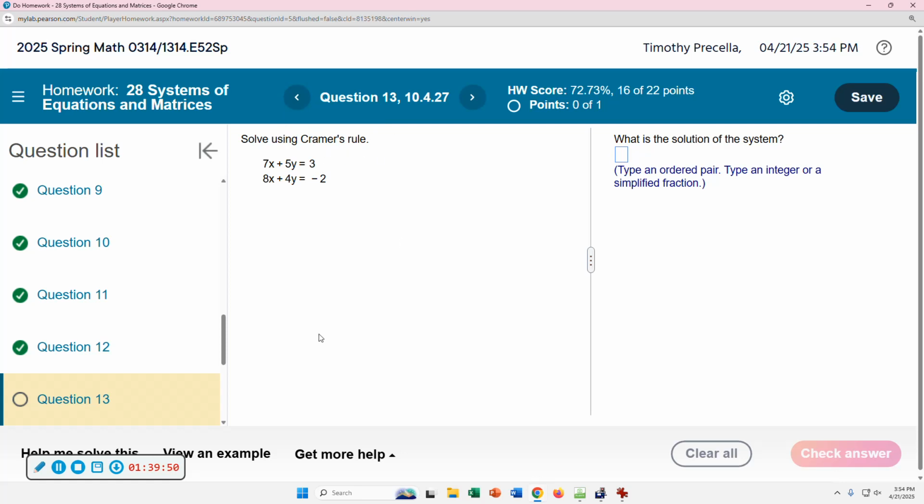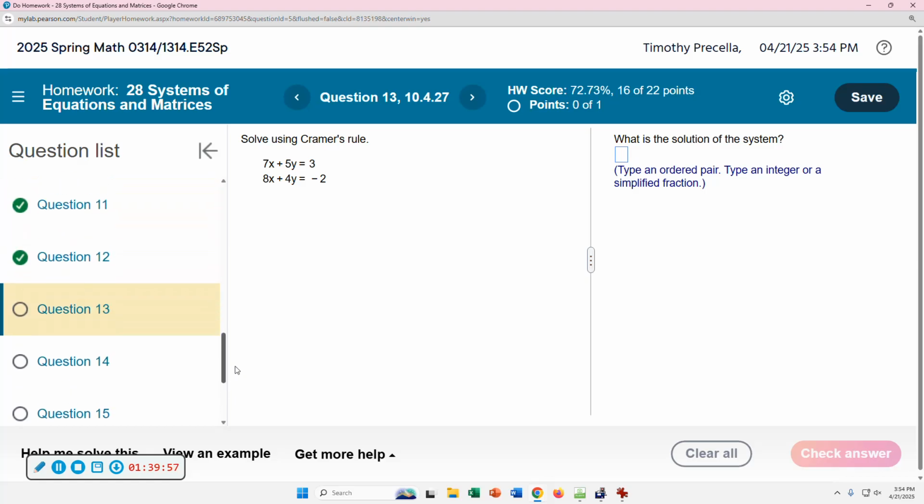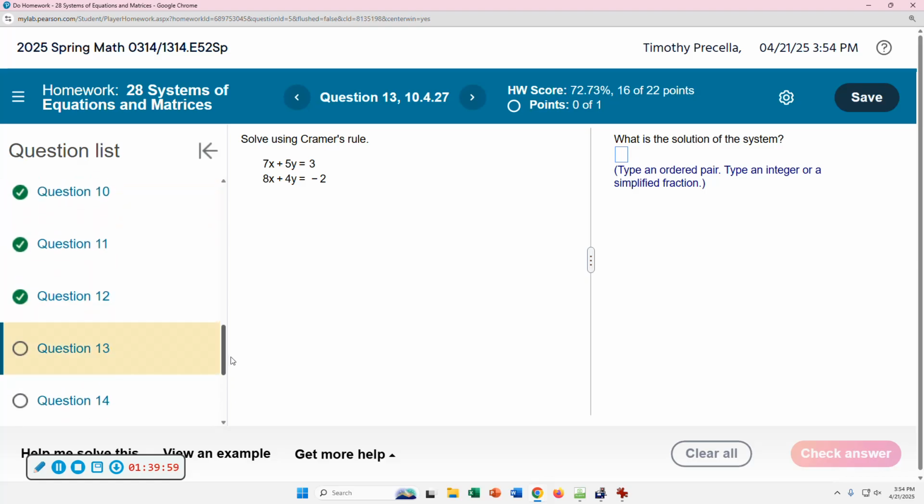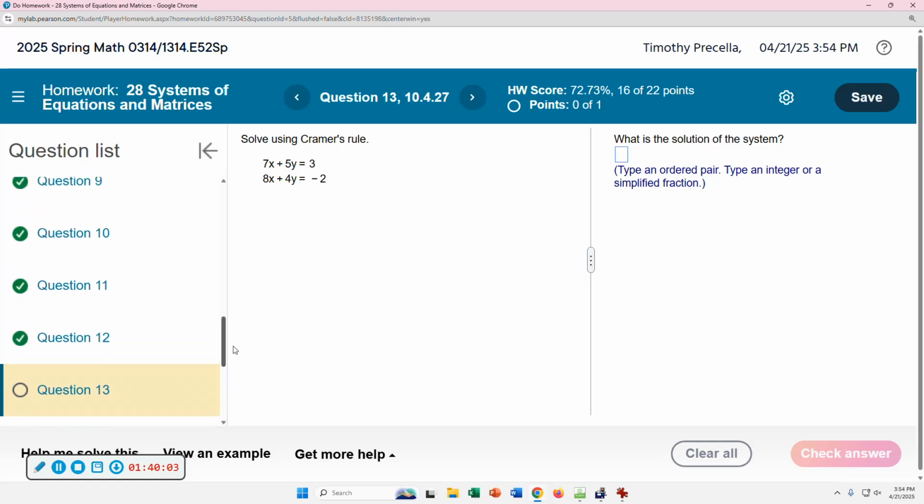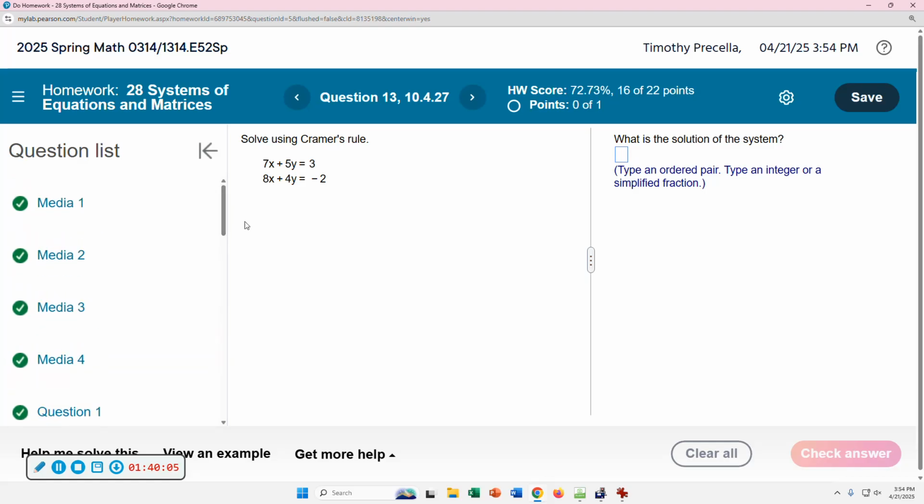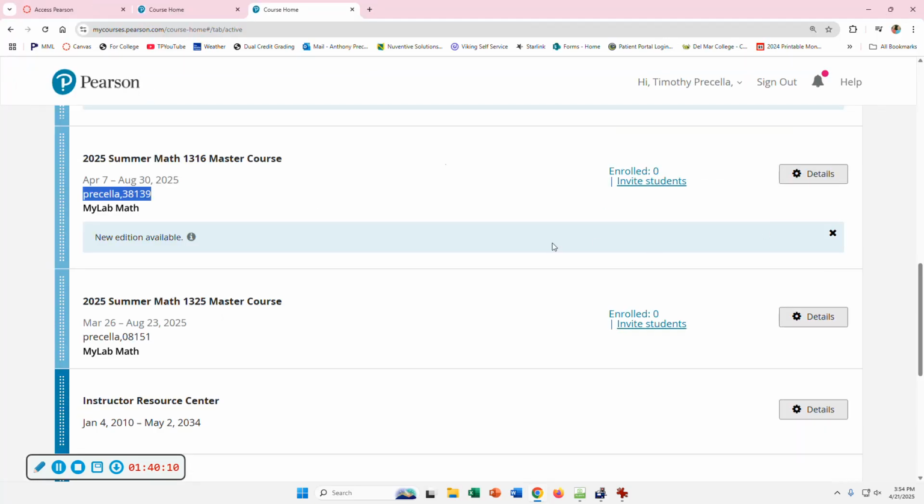We'll see a new method, something other than elimination or substitution. We're going to see Cramer's rule, how to use determinants to solve systems of equations, and we have some word problems. So that's what we'll be doing on Wednesday. So we're going to end the semester doing some word problems. Any questions there?